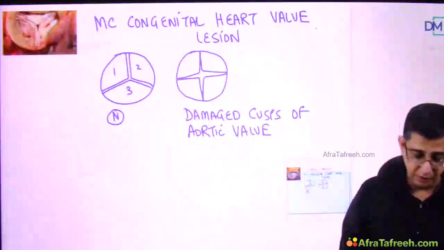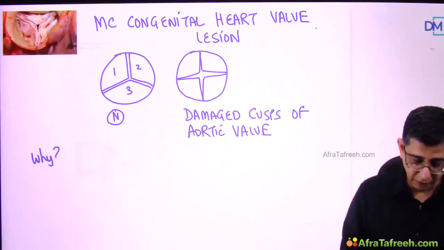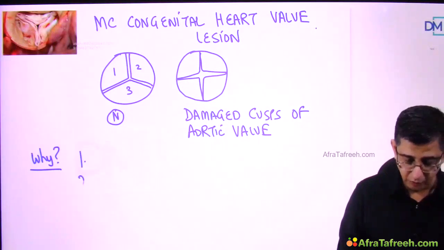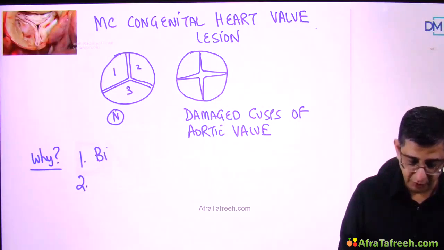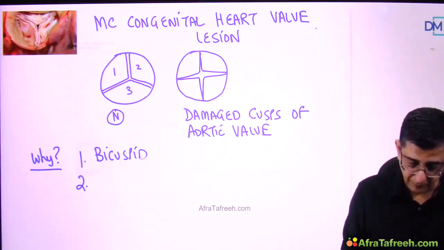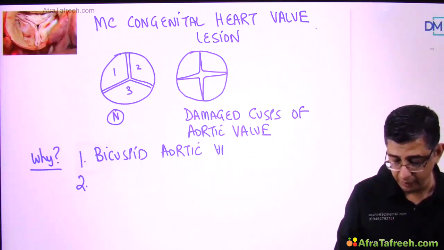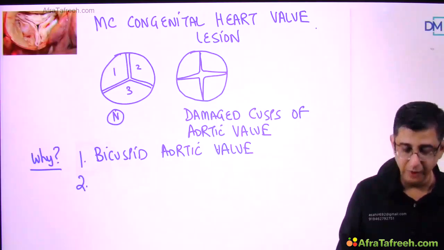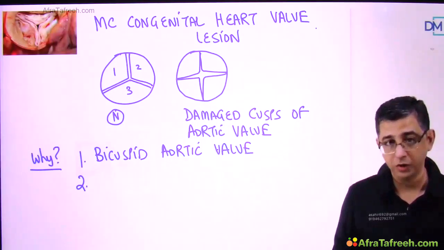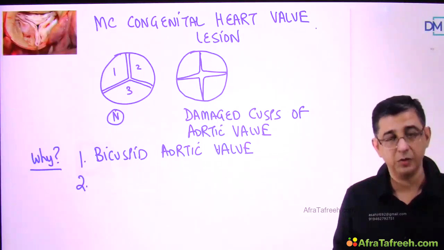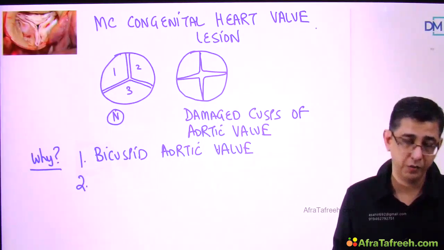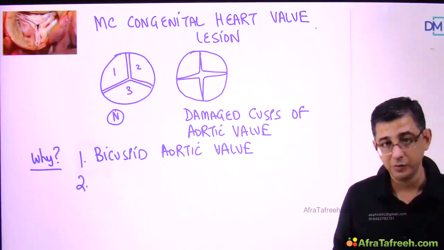Let's quickly revise, why do you have valvular aortic stenosis? If you have a pediatric presentation, then it will be bicuspid aortic valve. Another MCQ that I can write while I'm writing this is that this is one of the common lesions seen with Turner syndrome. In Turner syndrome, the common valvular lesion is bicuspid aortic valve followed by coarctation of aorta. And in Noonan syndrome, it is pulmonic stenosis.